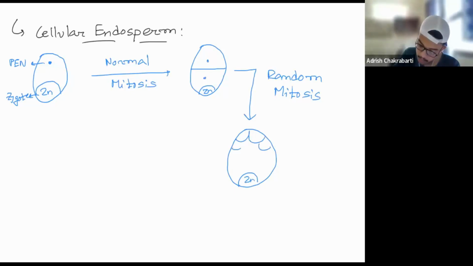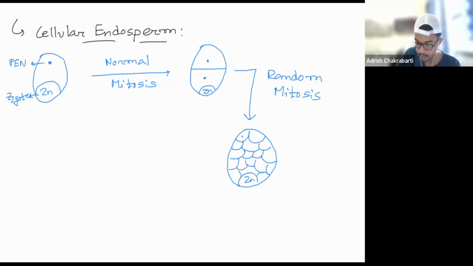So I think you guys will be able to differentiate between the free nuclear endosperm and cellular endosperm by yourselves. Let alone the method of formation of either of them, even by looking at the structure, you can say the difference. So what is absent here? Vacuole is absent here, right? You have to take note of this.